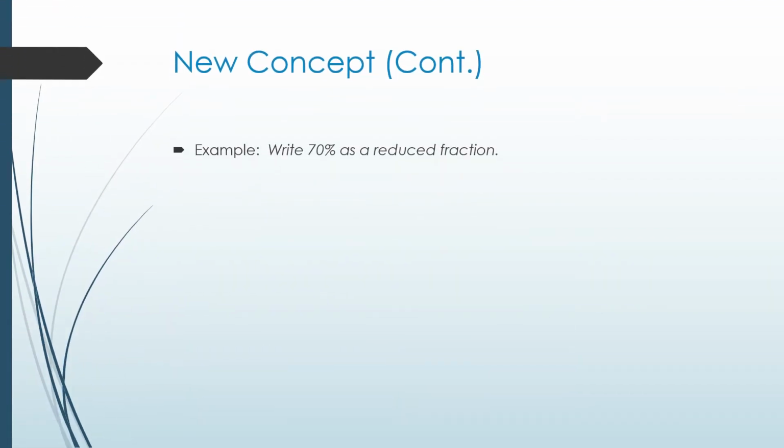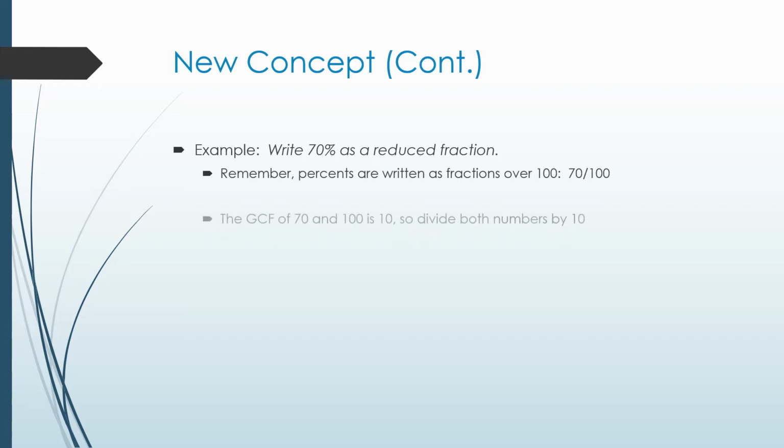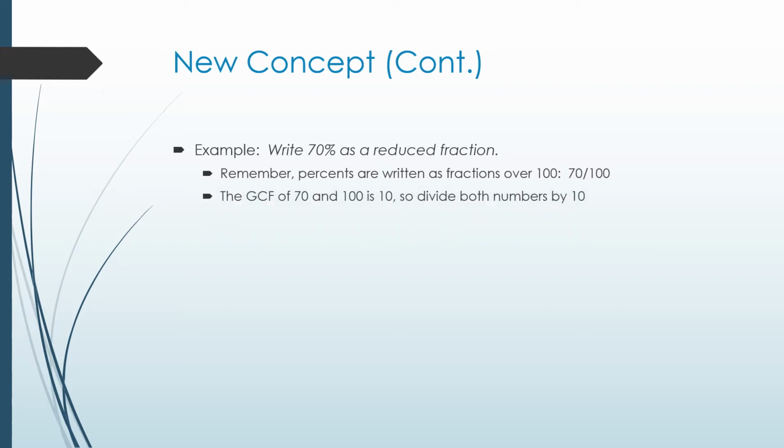Here's another example. Write 70% as a reduced fraction. Well, we already learned that percents are written as fractions over 100. So 70% as a fraction starts as 70 over 100. The greatest common factor of 70 and 100 is 10, so I'm going to divide both numbers by 10. 70 divided by 10 is 7, 100 divided by 10 is 10, so 70% as a reduced fraction is 7/10.